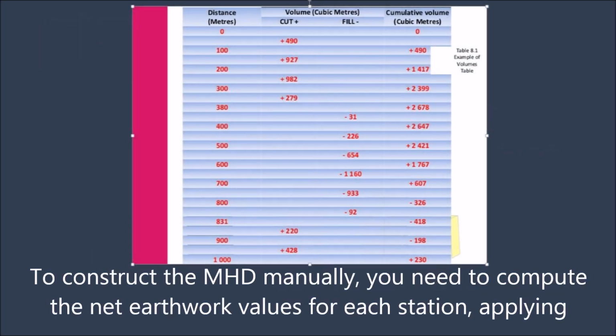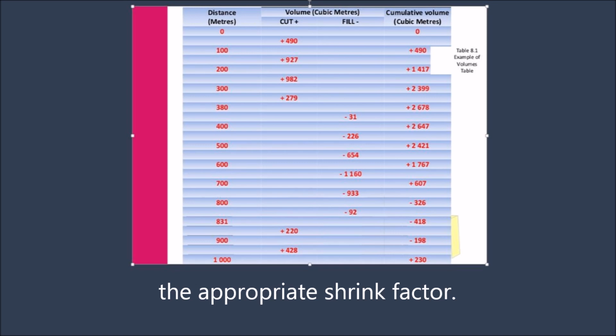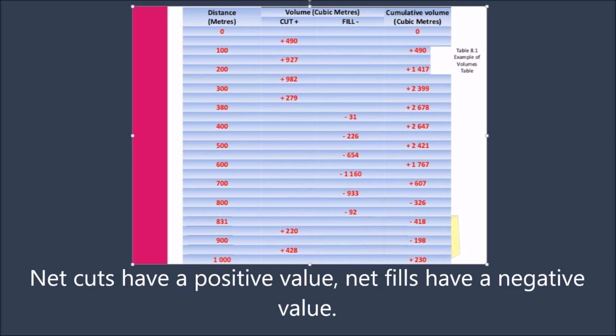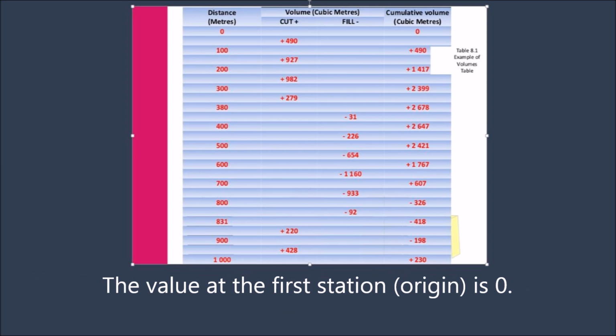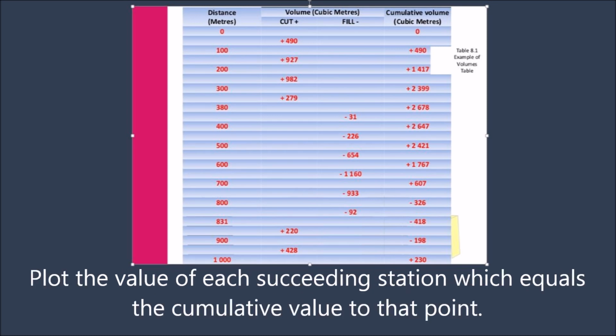To construct the mass haul diagram manually, you need to compute the net earthwork values for each station, applying the appropriate shrink factor. Net cuts have a positive value, net fills have a negative value. The value at the first station or origin is 0. Plot the value of each succeeding station, which equals the cumulative value to that point.